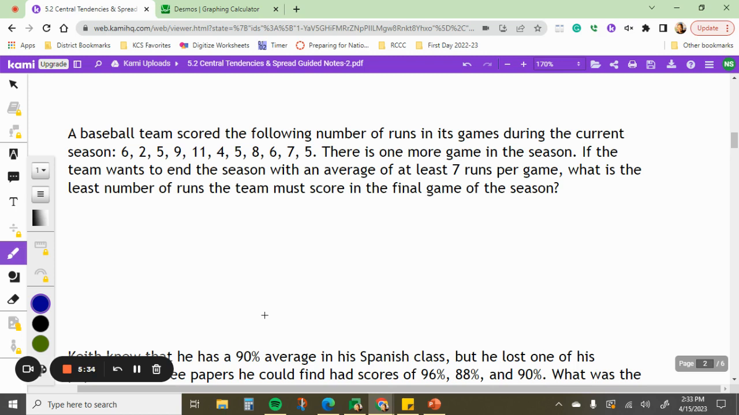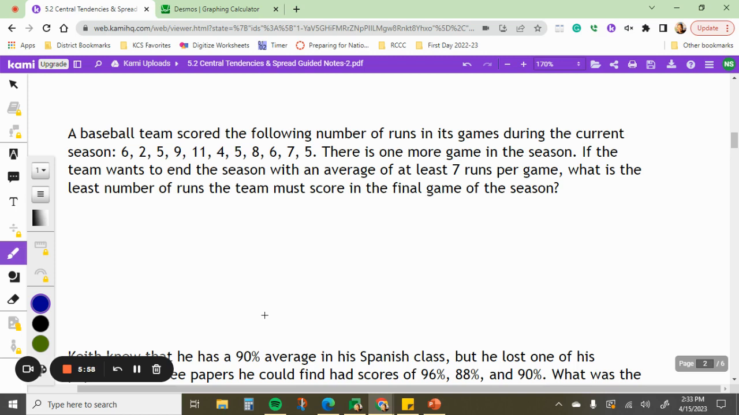Okay, there's one more game in the season. If the team wants to end the season with an average of at least 8 runs per game, sorry, at least 7 runs per game, what is the least number of runs the team must score in the final game of the season? So how many runs do they need to score so that their average per game is 7 runs?